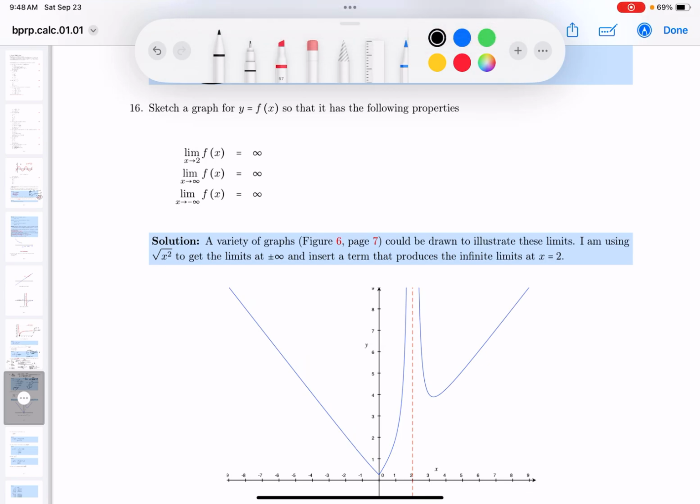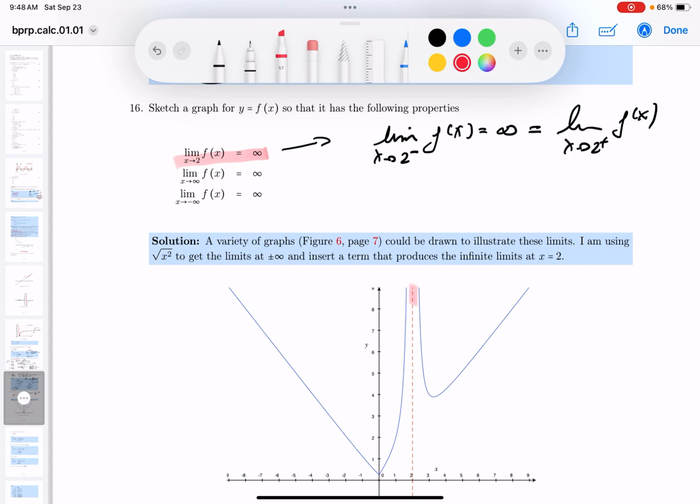Okay, for number 16, it says sketch a graph. And they're saying that as you go towards 2, as you go towards 2, it goes towards infinity. I want to point out what that means. That means the limit as x approaches 2 from the left of f of x is infinity, and the limit as x approaches 2 from the right has to be equal to infinity as well. All right? So I'm going to point out I did that over here.